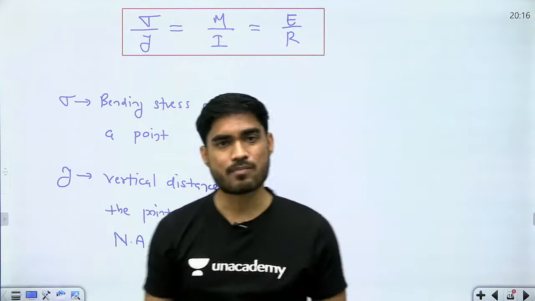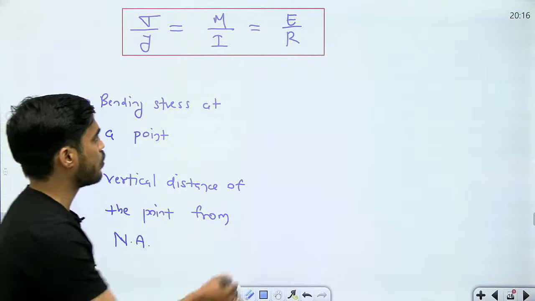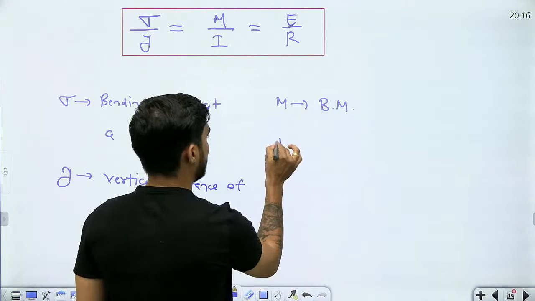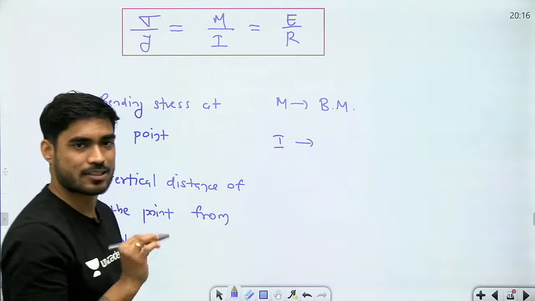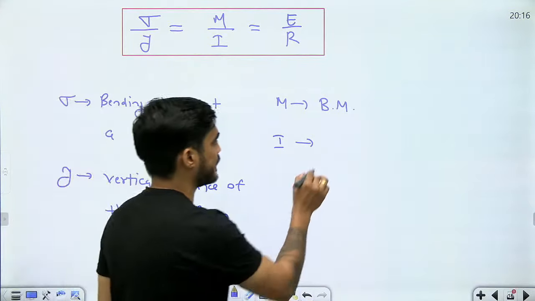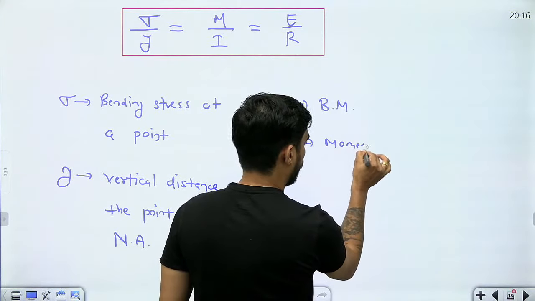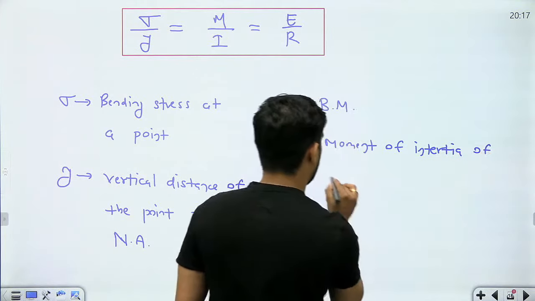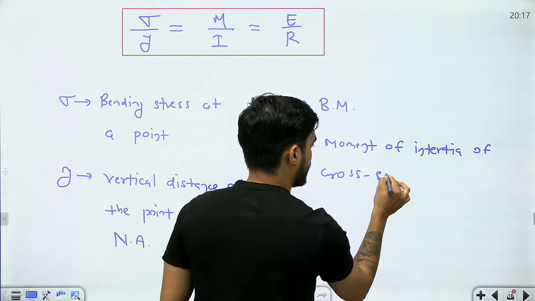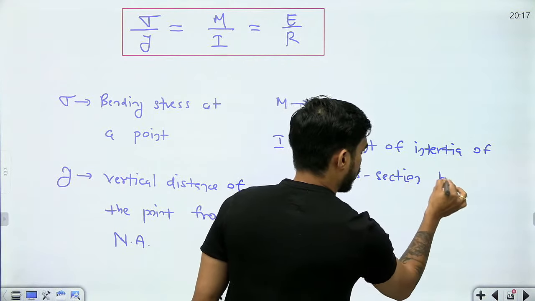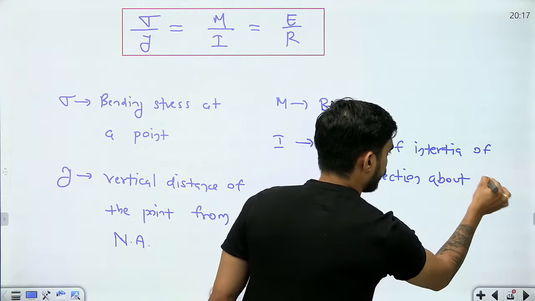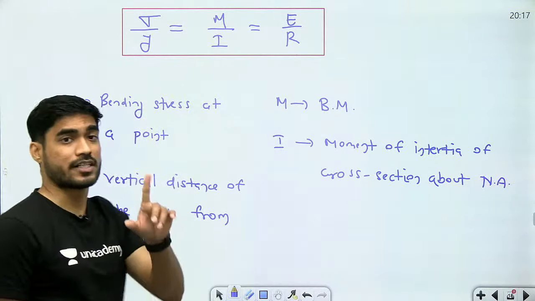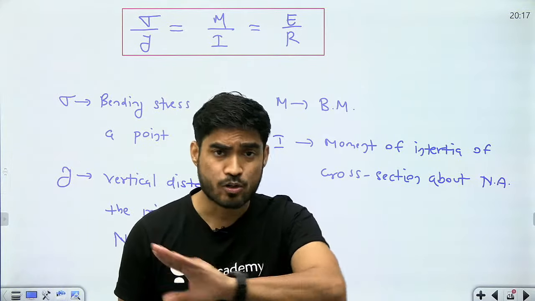Now what is M? M is obviously the bending moment at the section. ठीक है. What is I? Now understand this. This is also a very important point. I is the moment of inertia of cross section about neutral axis. Okay, I क्या है? I is the moment of inertia of the cross section about the neutral axis.